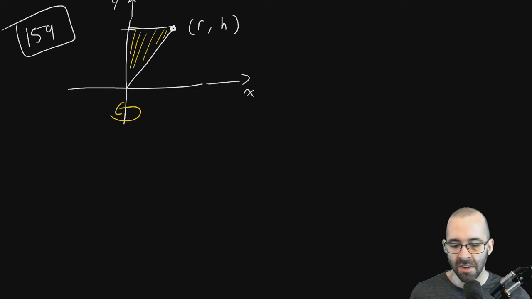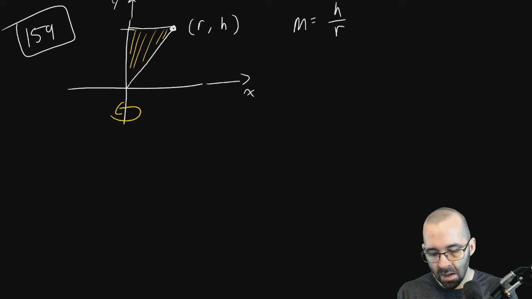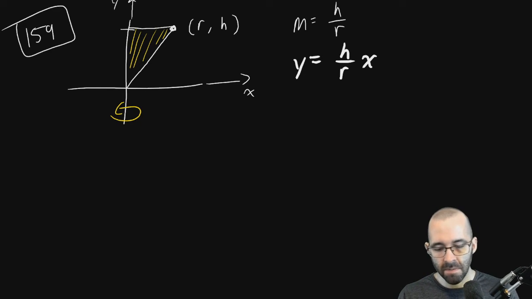So then what's the equation of the line? Well, it has a y-intercept of 0. And what is its slope? Slope is rise over run. Slope is h over r, right? Because we go up h over r. That was a little hard to see. We go up h over r. That's our slope. So we know the equation of this line is y equals the slope times the x-coordinate.